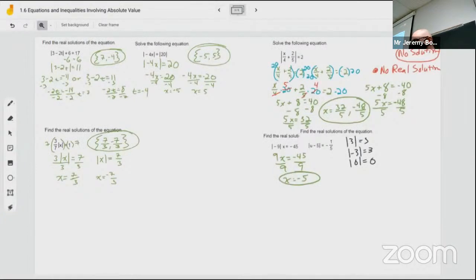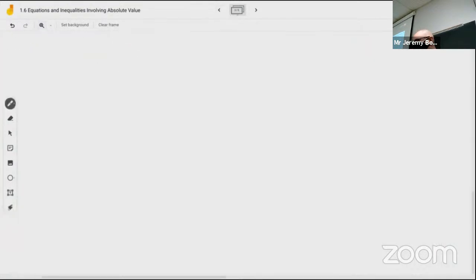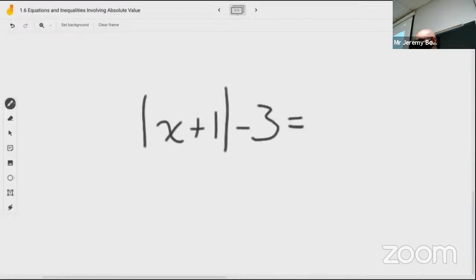The thing you want to be careful of is if you have, and I think we did one like this. Something like that, right? So you look at it the same way. You've got an absolute value, the variable's inside of it, and it's equal to a negative. But what do you think is the difference between this one and the other one we're looking at?